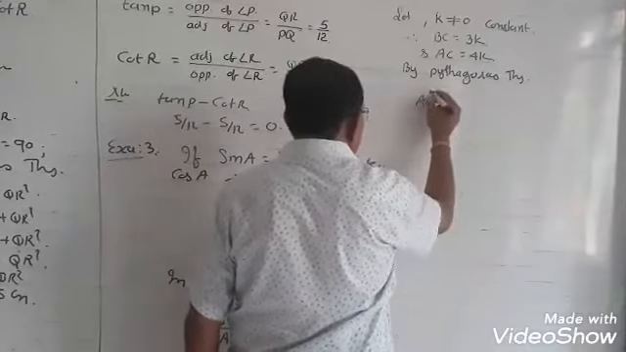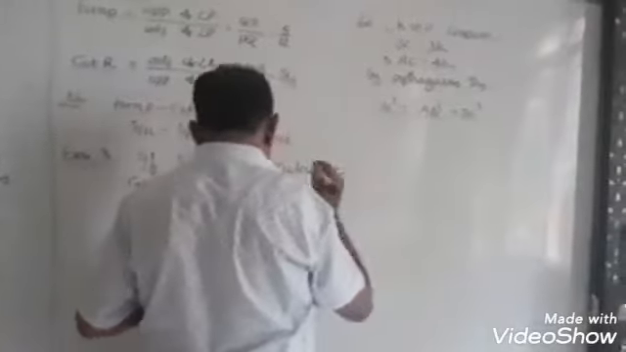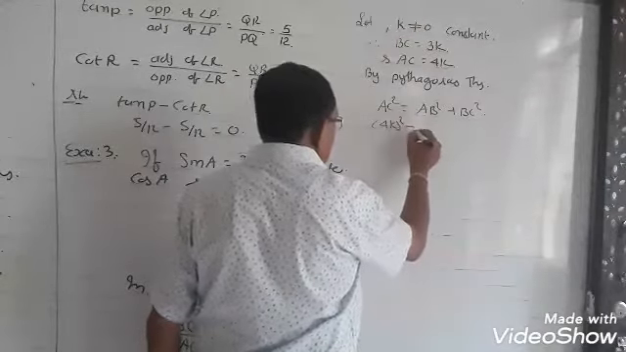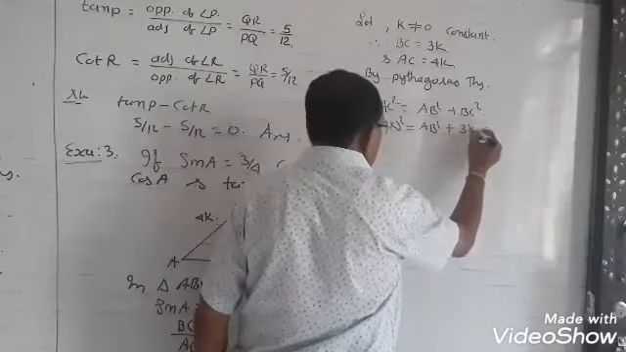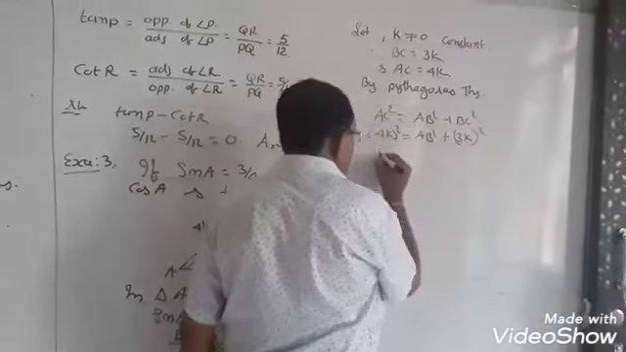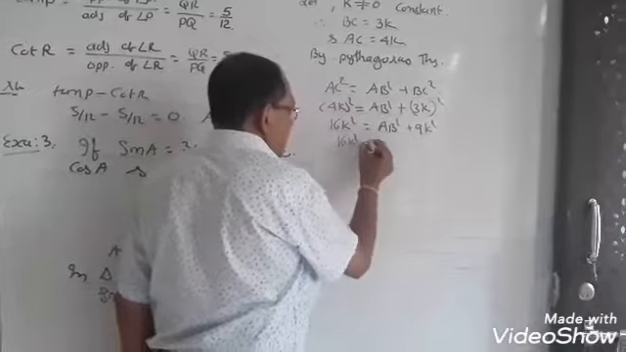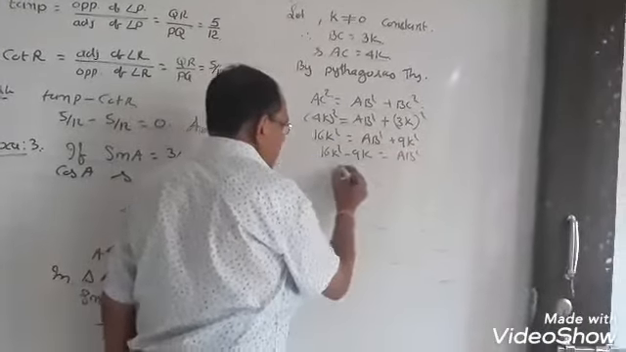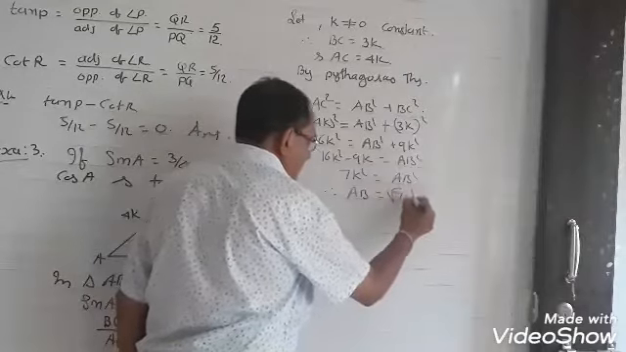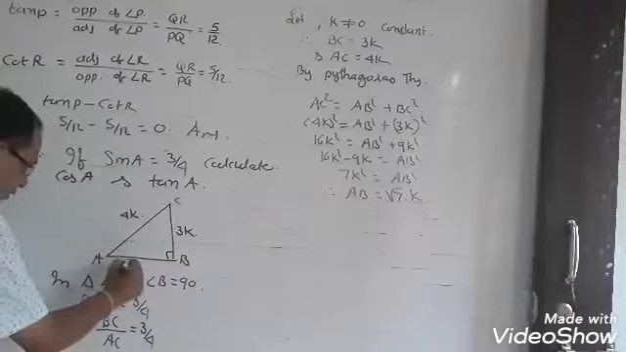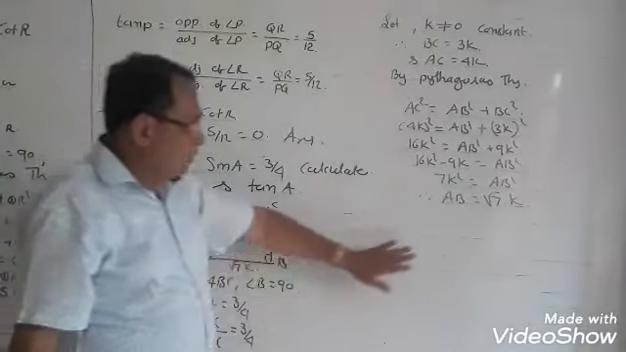Now by Pythagoras theorem, AC square is equal to AB square plus BC square. 4K whole square is AB square plus 3K whole square. 16K square is AB square plus 9K square. 16K square minus 9K square is equal to AB square. 7K square is equal to AB square. Therefore, AB is equal to root 7 K.